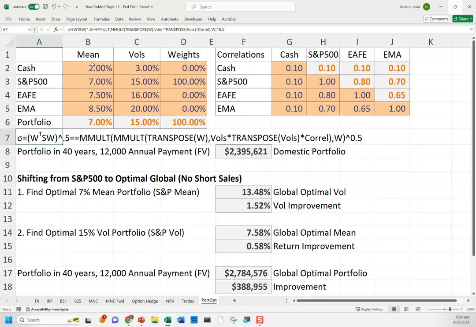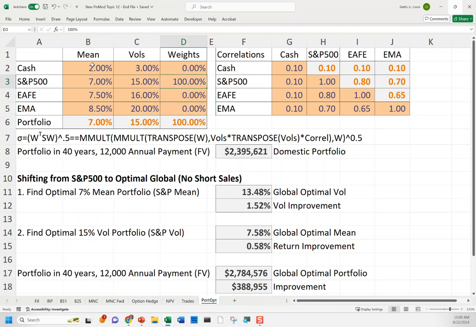Now, if you invest in this portfolio all your life, say for 40 years, and put $12,000 a year in that portfolio, with a portfolio mean of 7% and that vol of 15%, you'll wind up with $2.39 million. Now the question is, could you do better by opening yourself up to a globally optimal portfolio?